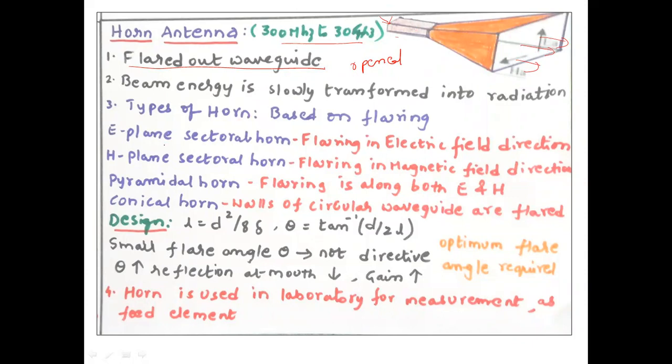And horn antennas are basically of four types: E-plane, H-plane, pyramidal, and conical horn. Why these names are given is just based on the opening done in the horn antenna. If flaring is done in the electric field direction, that means in the vertical direction, it is called an E-plane sectorial horn. And if flaring is done in the H direction, automatically that is called an H-plane sectorial horn. And pyramidal horn, as I already said, is the example we have shown here. And the last one is the conical horn, which is simply a circular horn. If the opening is done in circular form, it is called a conical horn.